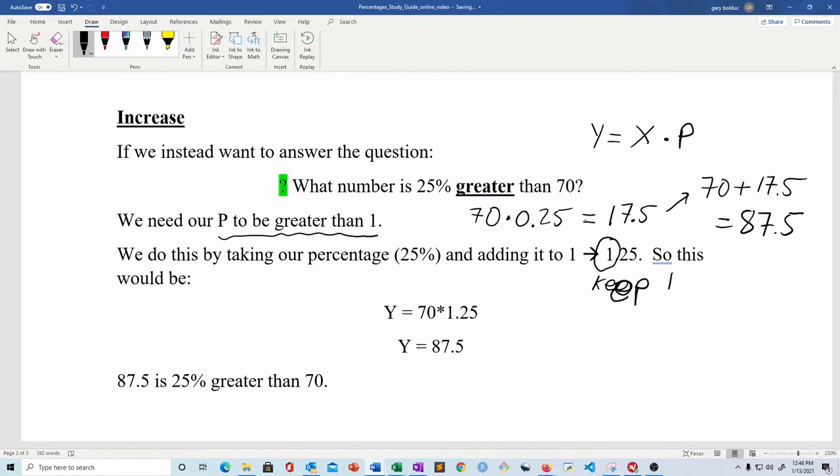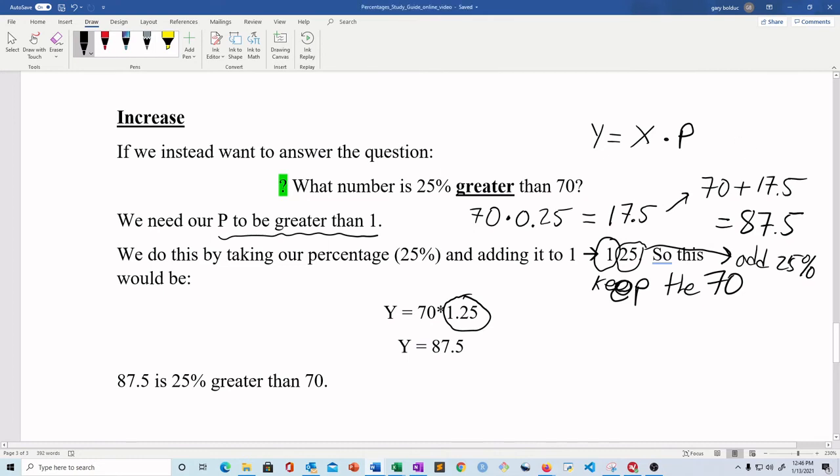Keep the 70. So don't get rid of any of it. Keep it there. And then this 0.25 says add 25%. So we're a little tricky here. You can take the idea of being greater and the percent you want to go up by, and all of it is sneakily sitting in this p here. Which is awesome, because then boom, look at that. I just multiplied 2 numbers together, I'm just done. Instead of having to do these extra steps.